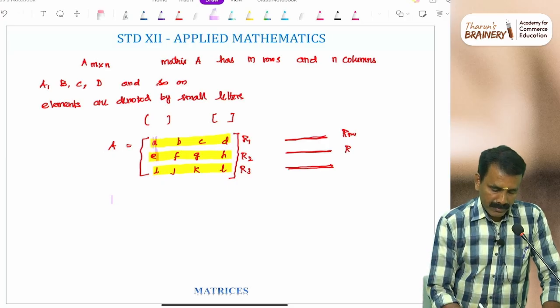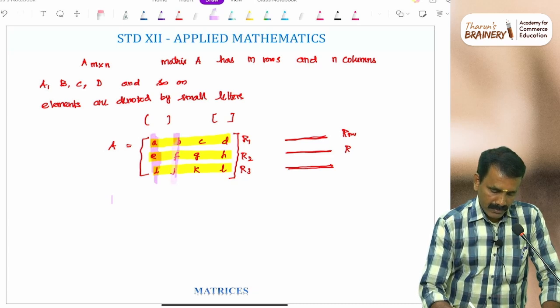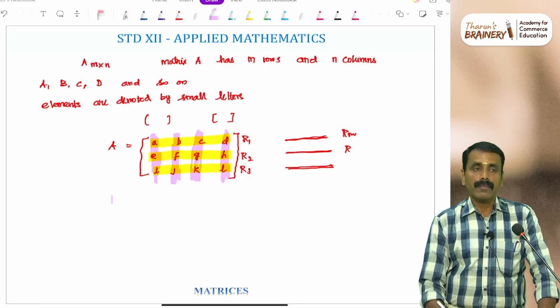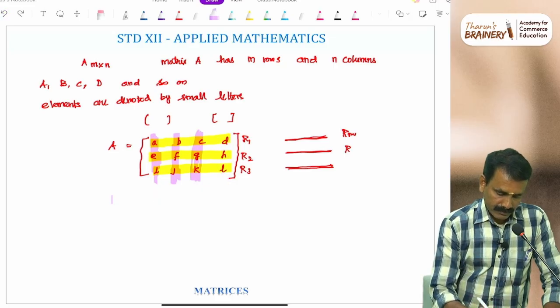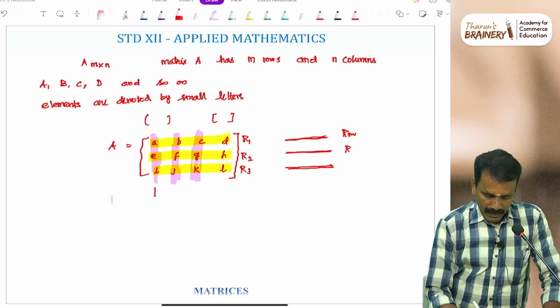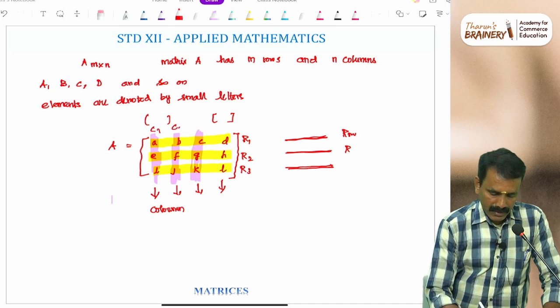Vertical arrangement is called a column. So this is the first column, this is going to be your second column, this is going to be your third column, this is going to be your fourth column. So the vertical arrangements are called columns. This is C1, C2, C3, C4.